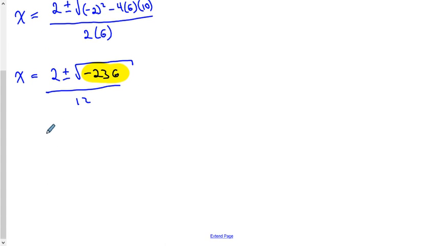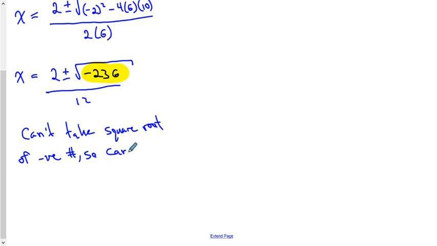Okay, so what do we say for this? So we say, okay, we can't take the square root of a negative. I'm going to say negative. That's how I say negative number. Can't take the square root of a negative number. So can't be solved.